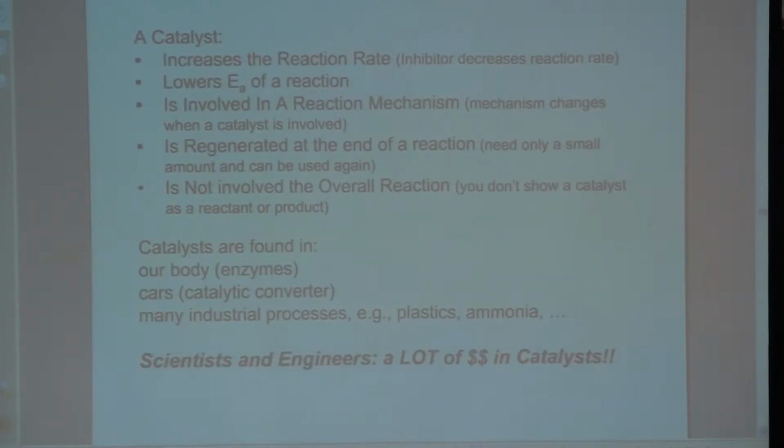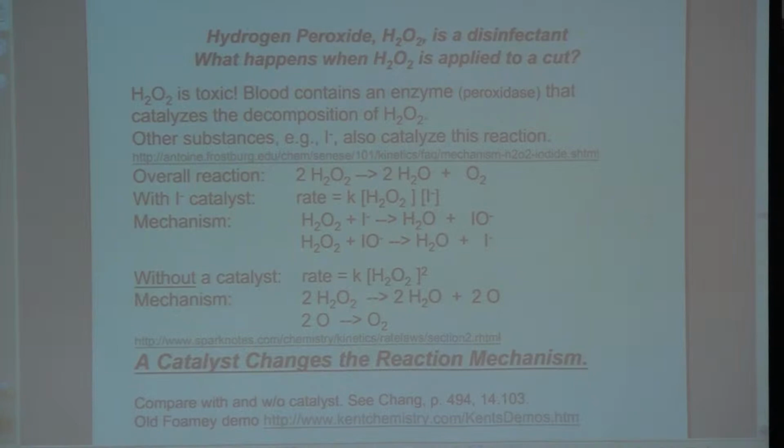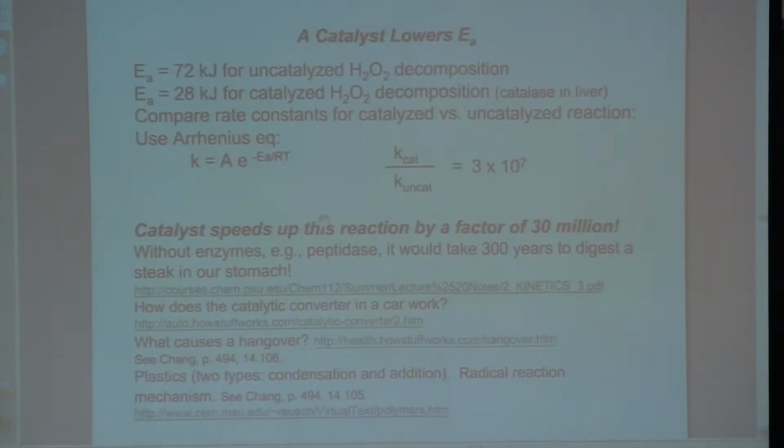Okay, then we talked about catalysts last week, and we did an application using hydrogen peroxide. And then let me just show you this before we review quiz 6. For the hydrogen peroxide decomposition, the activation energy I looked up is 72 kilojoules per mole. When it's catalyzed using this enzyme in your liver, the activation energy drops to 28 kilojoules per mole. So note that there's quite a difference in activation energy.